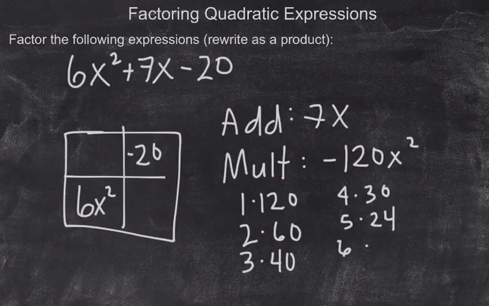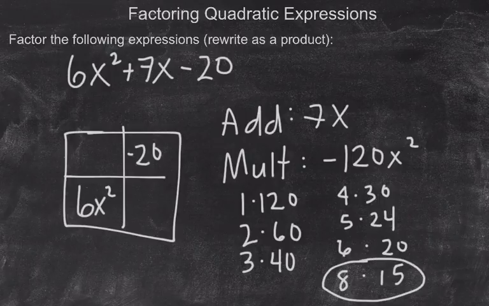6 times 20, 7 doesn't go into it, 8 times 15, and 8 times 15 looks like the pair I'm looking for. So thinking about one of those numbers in the pair being negative, I'm going to choose 8 and 15. And because I'm adding to positive 7x, I'm going to make the larger number positive. So positive 15x and negative 8x.